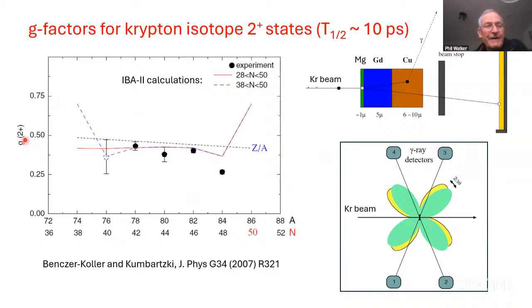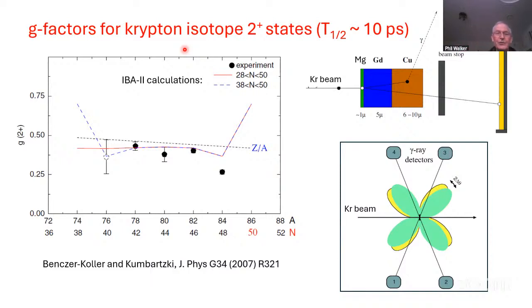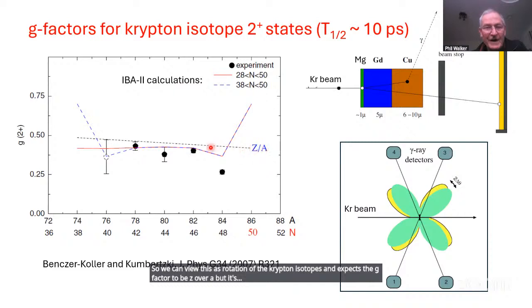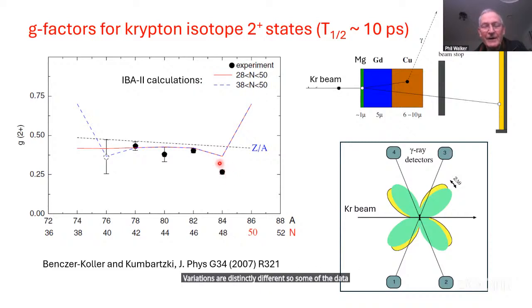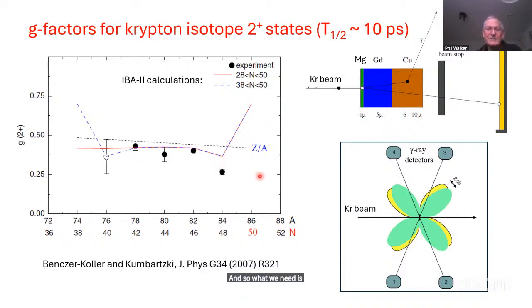This shows the G factor for the first 2+ state in a series of krypton isotopes. So we can view this as rotation of the krypton isotopes and expect the G factor to be Z over A. But here's the Z over A number just superimposed, and it turns out to be a bit less and to have some variations that are distinctly different. So some of the data is quite different from Z over A. And so what we need is a more sophisticated model to understand that.